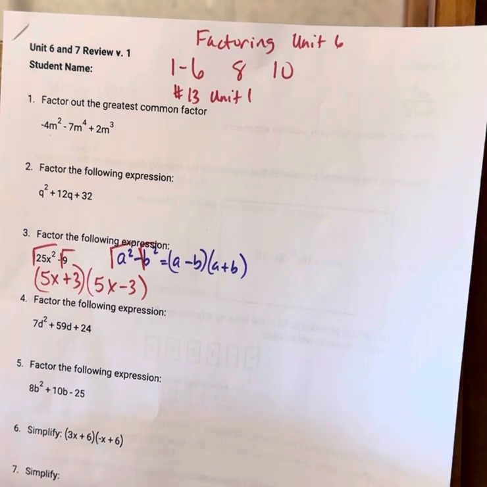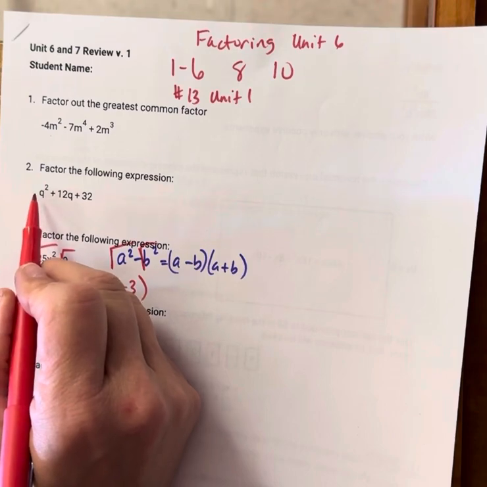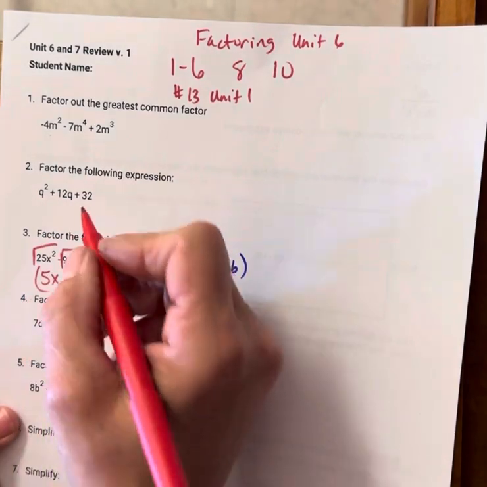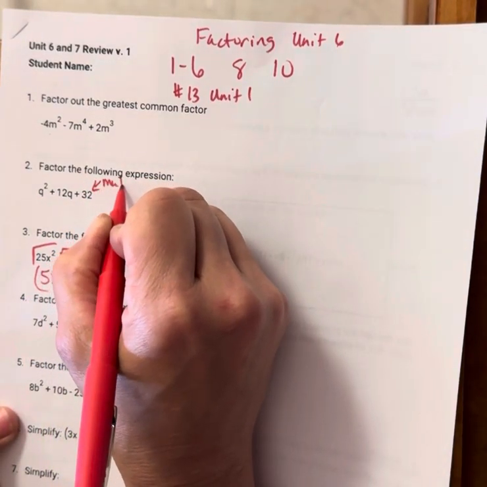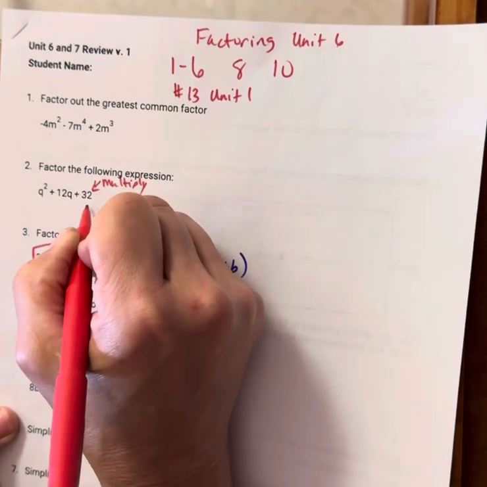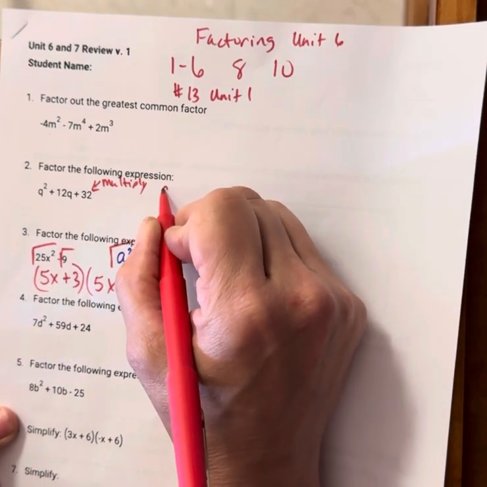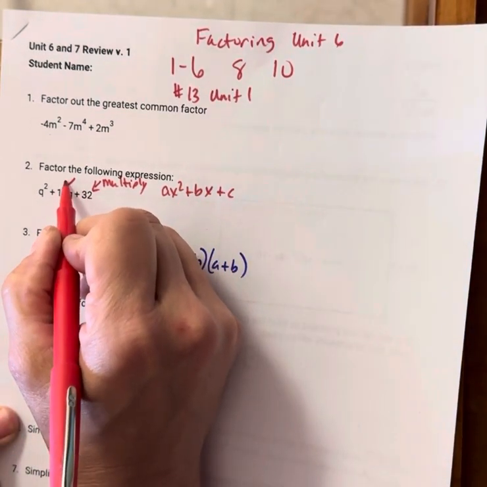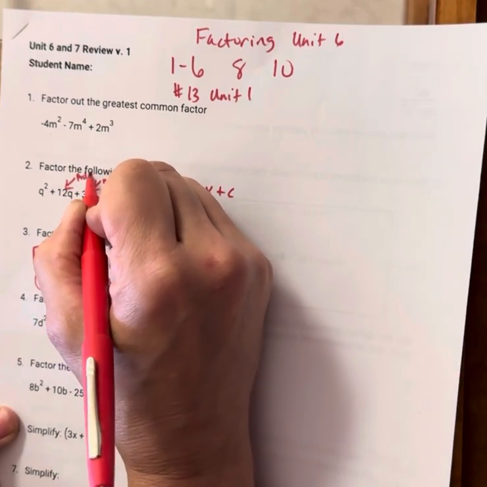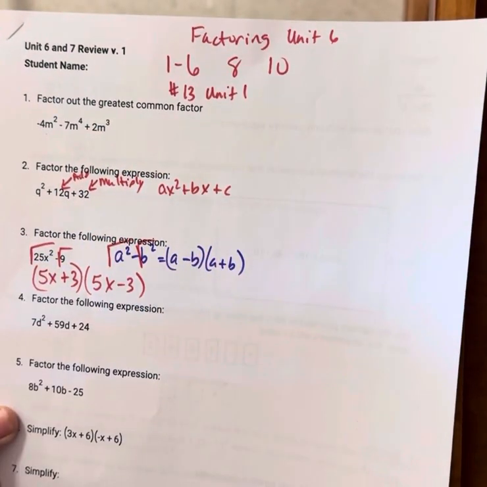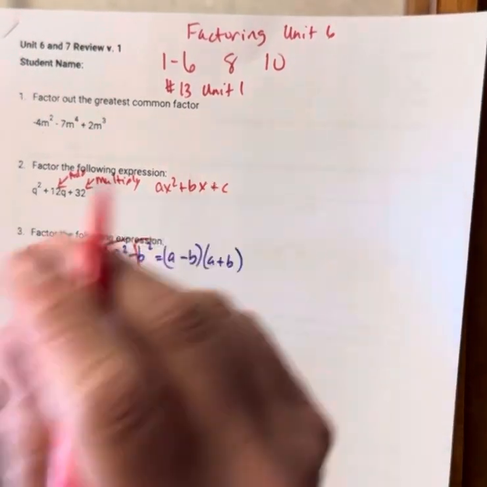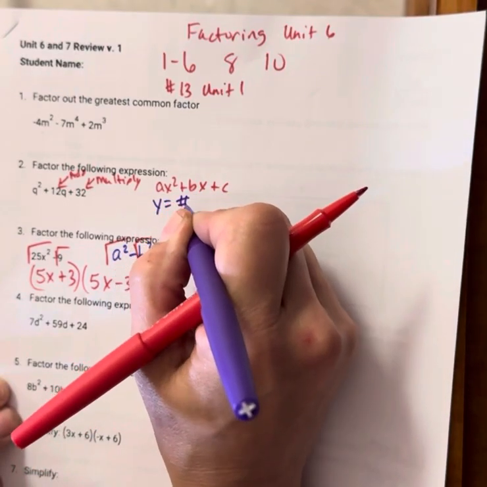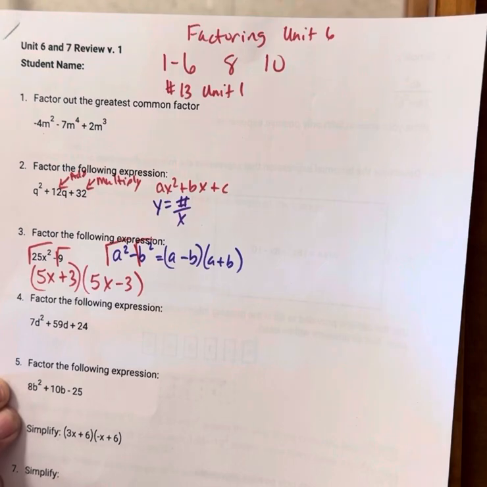Let's see. Then the second type, when there's not a coefficient in front of the first variable. So what you're looking for is what multiplies to equal c, because you have ax squared plus bx plus c, and then what adds or combines to equal your middle term. So your factors of 32, and if you can't think of them, go to y equals, put the number divided by x, and it'll show you all your factors.